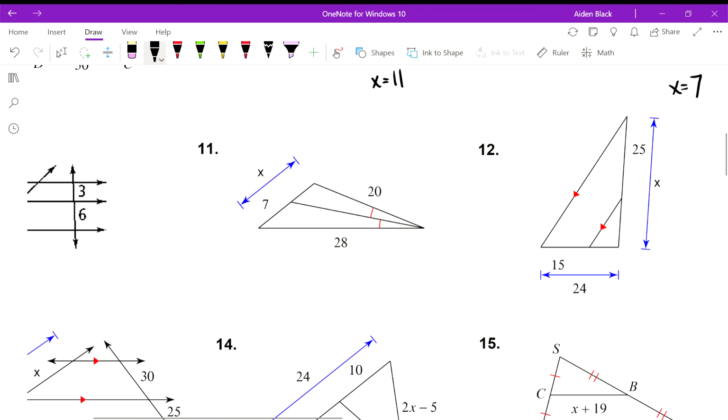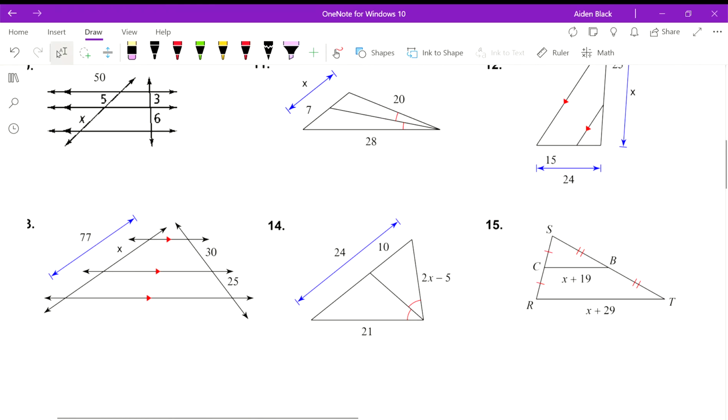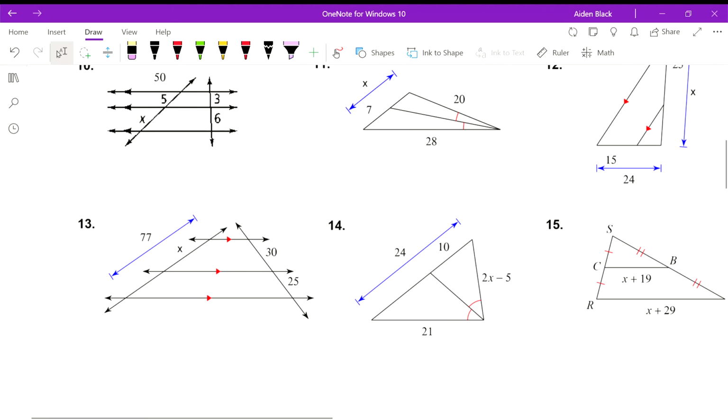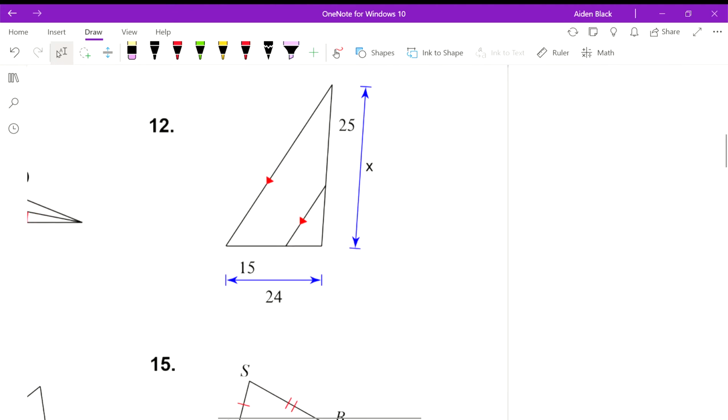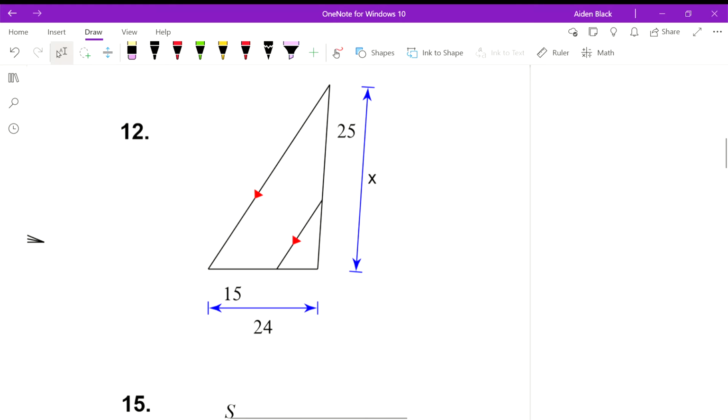Let's do another somewhat complicated one. How about this one? Okay. Another triangle proportionality theorem. We know that this to this is equal to, let's use the longer side, because that's the first one we used, over here, to this. So, I need to make sure we write this right. 25 is to this value, as 15 is to this value.